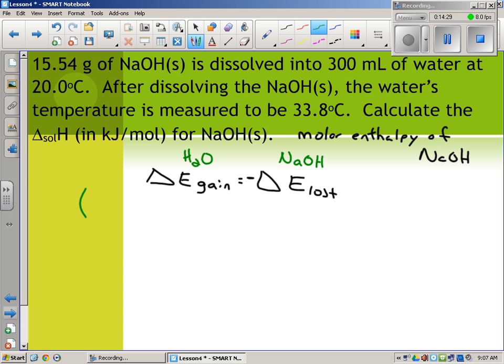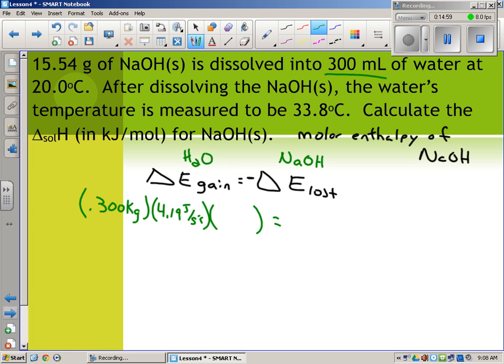Mass is 300 milliliters. Now, I would definitely say change this to kilograms. And if you're ever in doubt, change it to kilograms because it's going to be much easier on you, trust me. 300 milliliters is 300 grams. 300 grams is 0.3 kilograms. So we're going to put that in there, right? C, we know C, it's 4.19, right?